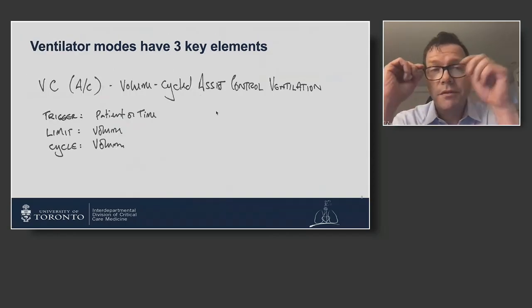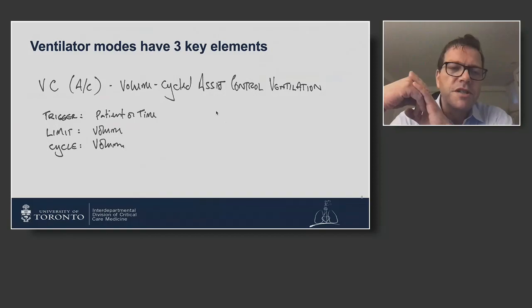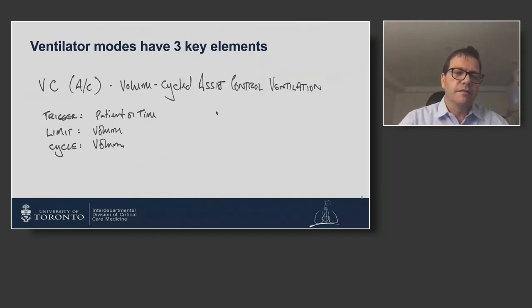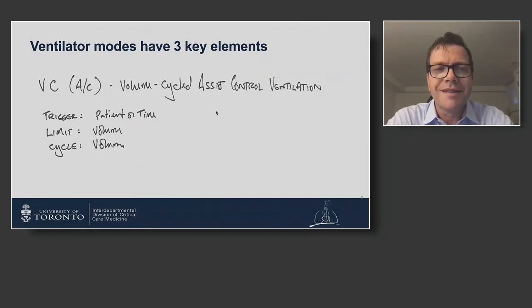So I'm going to walk you through 3 key modes of ventilation that you'll see commonly applied in the intensive care unit. The first, and certainly worldwide the most commonly used mode of ventilation, is old-fashioned volume control, colloquially known as assist control, but more properly volume cycled assist control ventilation. And you'll see why it's called that in a second. That can be either patient or time triggered.